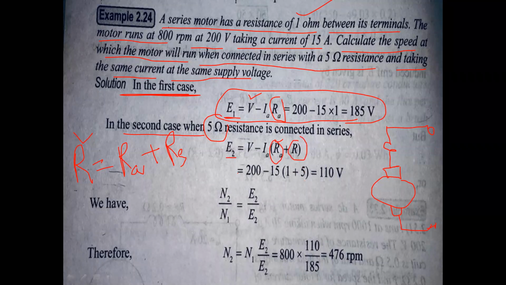So that is the E2 value. E2 equal to, only the voltage is also the same, 1 ohm, and the total current is also the same, 15. Initial resistance 1 ohm, additional resistance 5 ohms. Now the voltage becomes 110 volts.